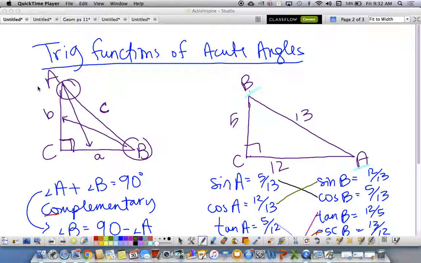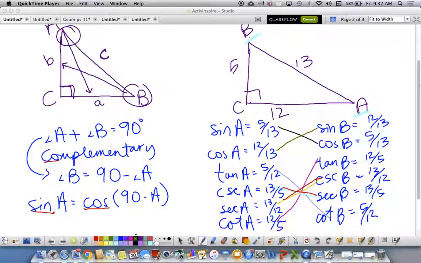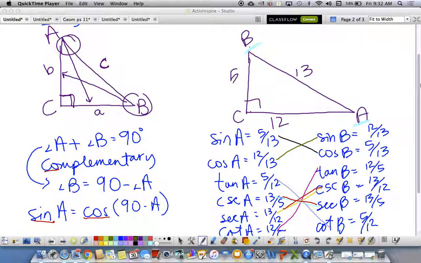This is what we were doing yesterday. We were just talking about acute angles in right triangles. This begins really easy, literally, with sine is opposite over hypotenuse. Sine of A is opposite over hypotenuse, 5 over 13.